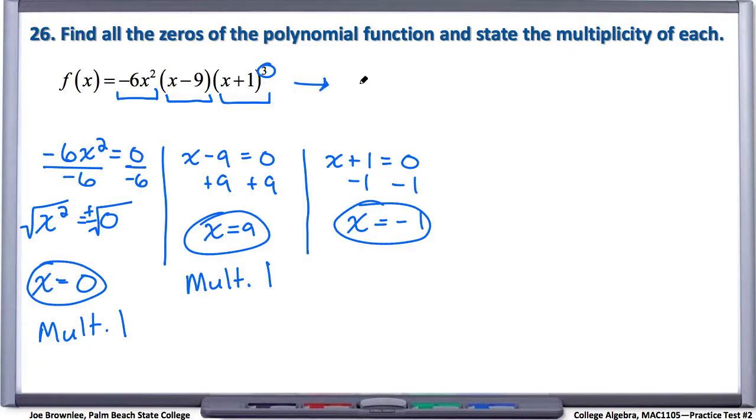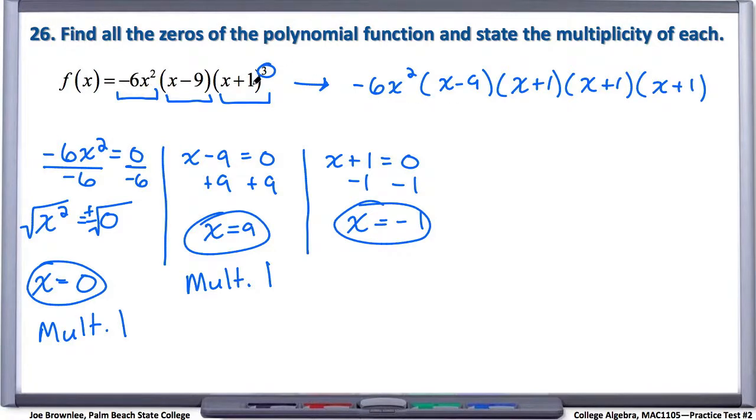What we could have written was negative 6x squared and then x minus 9. And for this x plus 1 cubed, we could have written x plus 1, x plus 1, x plus 1. So this power here, this 3, tells us that x plus 1 is a factor 3 times. To save room, you can condense this and write it as x plus 1 cubed. But you have to remember when you're talking about multiplicities that this has a multiplicity of 3.